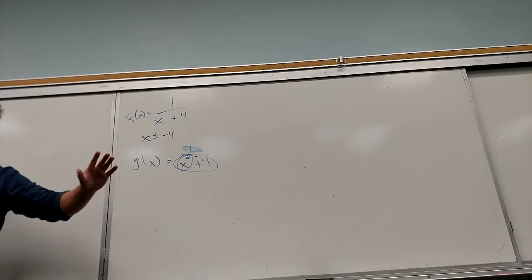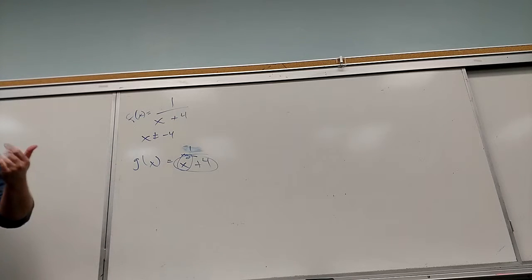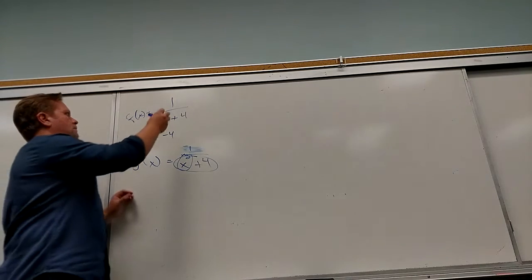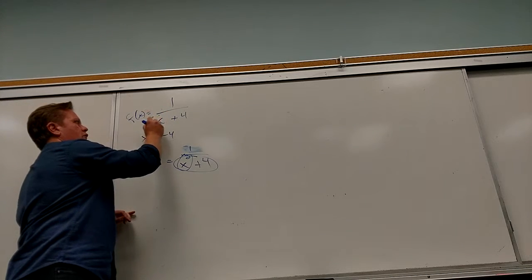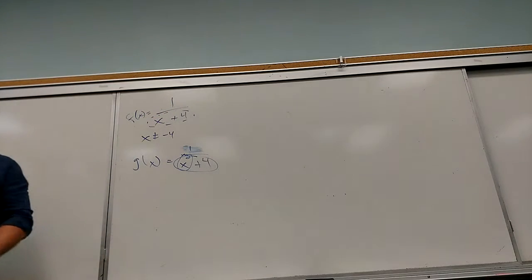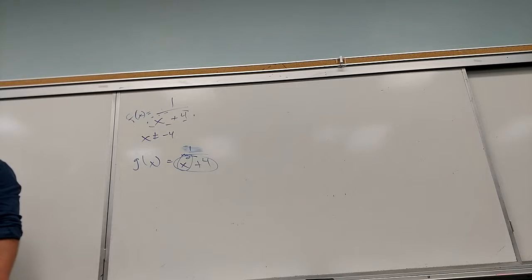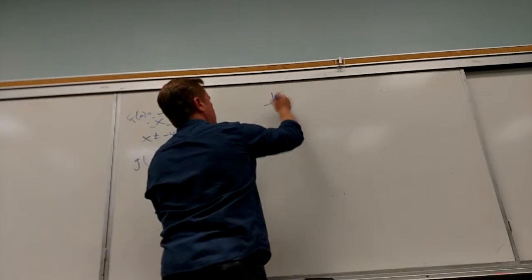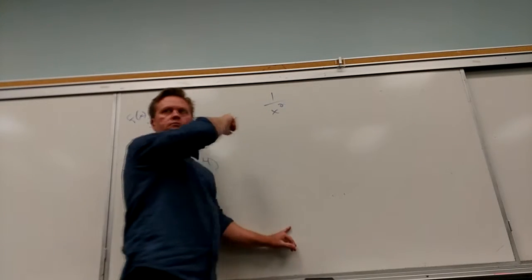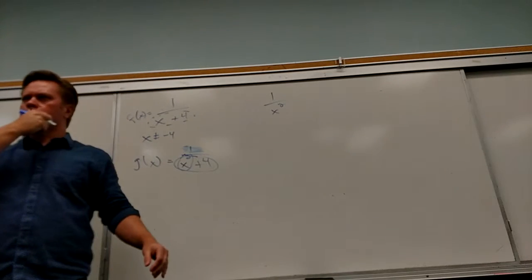Yes, no, maybe? Not at all? There is a value of x that makes that 0: -4. What makes this 0 on the bottom? What makes this 0? 0.